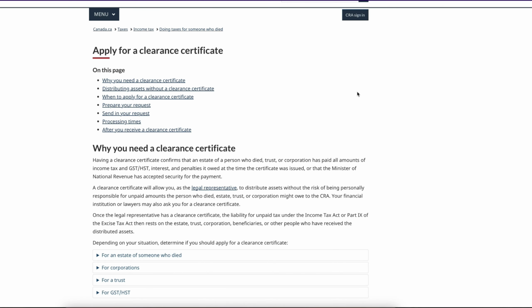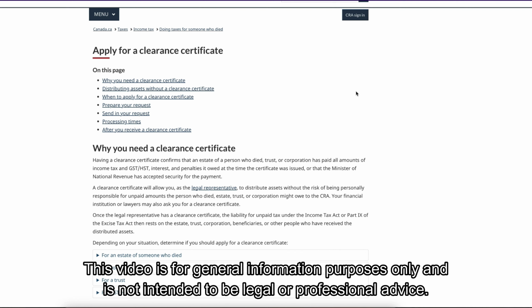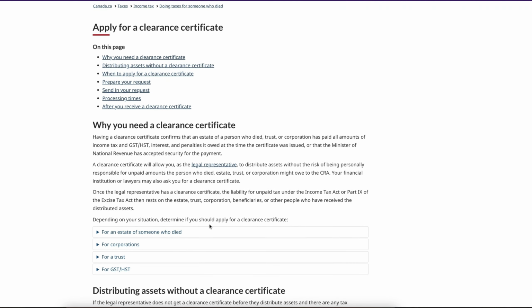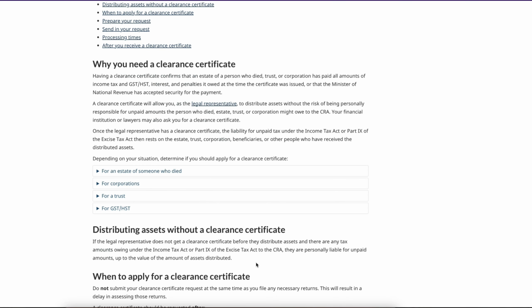We'll give you this link in the description. It has instructions on applying for a clearance certificate, why you need it, how to prepare one, and also processing times, which can sometimes be important. If you're waiting for something else in the sequence of events to occur, you'll need to know how long this will take. Just take note of that.